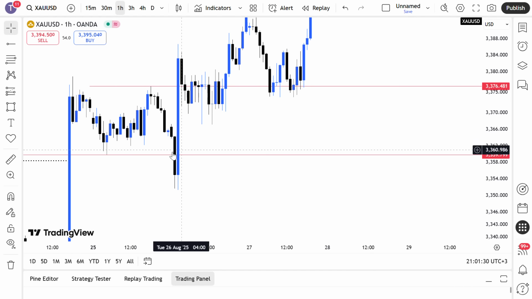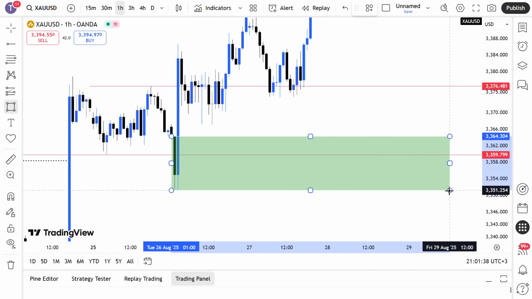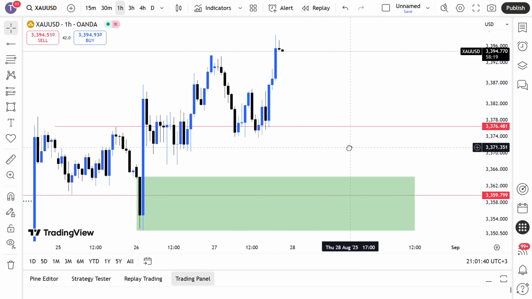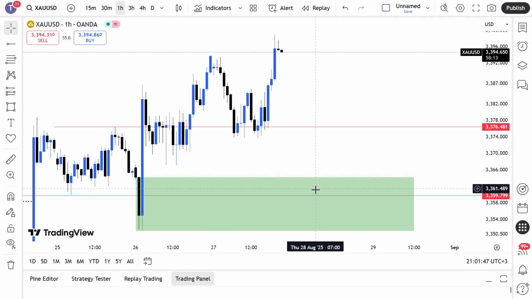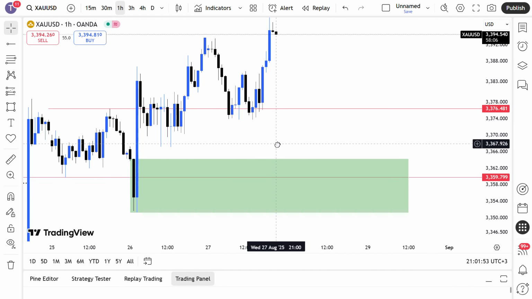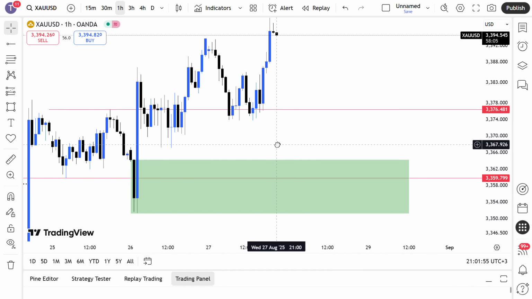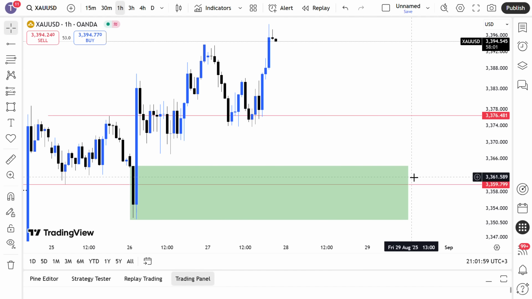I expected gold to come back and tap into this area, but clearly gold did not come into this area. I expected price to pull back, sweep this low as liquidity, and then tap into the order block. And since this order block is very big, I have to wait for my confirmation so that I minimize the stop loss that I am going to use.